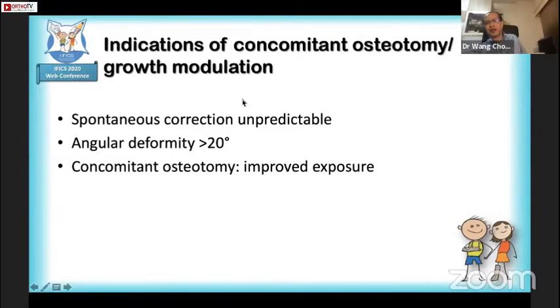Spontaneous correction after the physeal bar resection is actually quite unpredictable. And that's why a concomitant osteotomy or growth modulation is recommended if the angulation is more than 20 degrees at the time of surgery. And with an osteotomy, it also has an additional advantage that the exposure is largely improved.